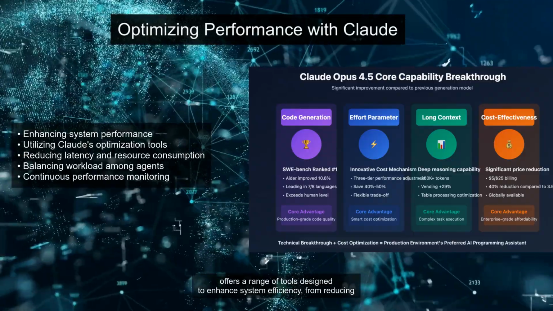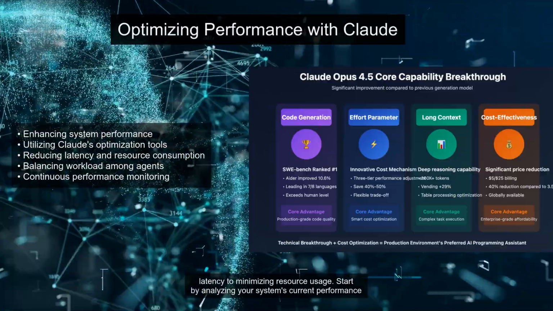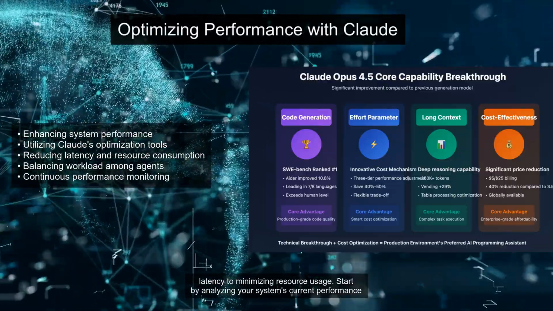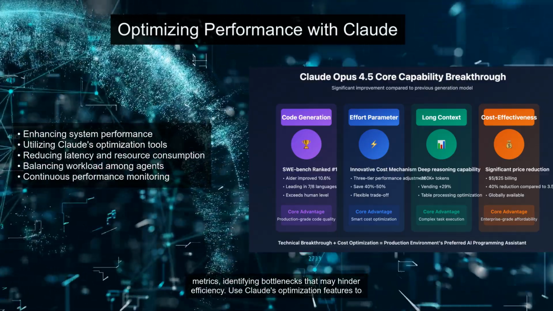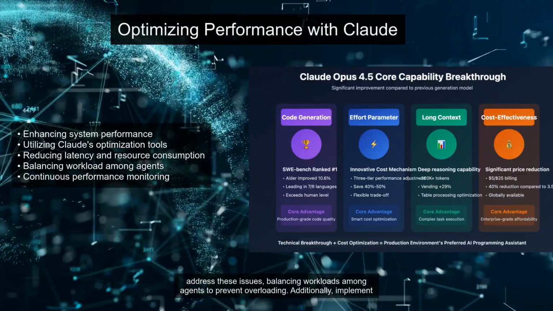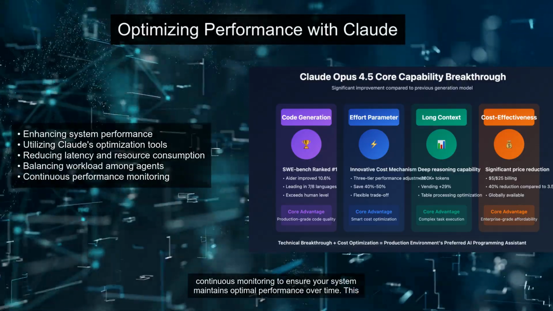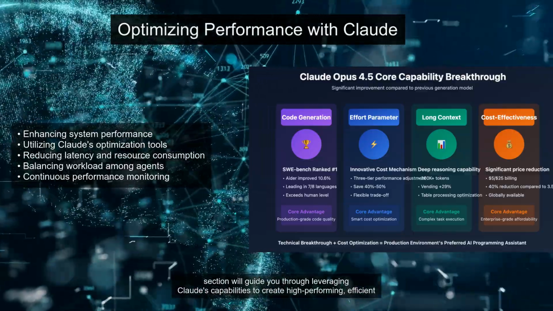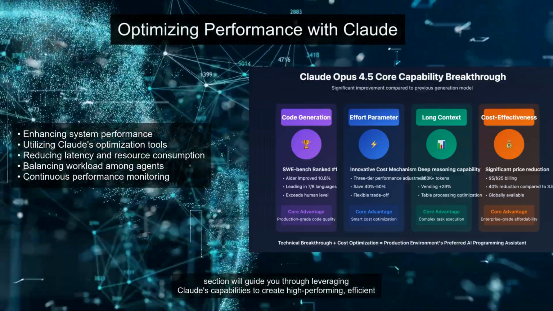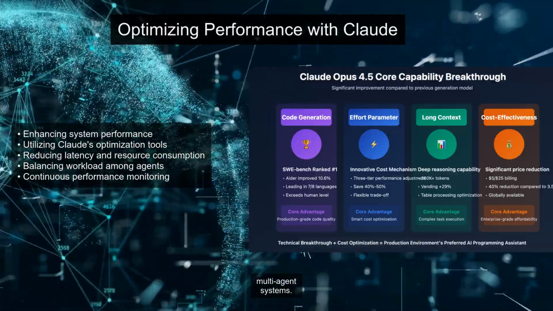Optimizing performance is crucial for the success of any multi-agent system. Claude offers a range of tools designed to enhance system efficiency, from reducing latency to minimizing resource usage. Start by analyzing your system's current performance metrics, identifying bottlenecks that may hinder efficiency. Use Claude's optimization features to address these issues, balancing workloads among agents to prevent overloading. Additionally, implement continuous monitoring to ensure your system maintains optimal performance over time. This section will guide you through leveraging Claude's capabilities to create high-performing, efficient multi-agent systems.